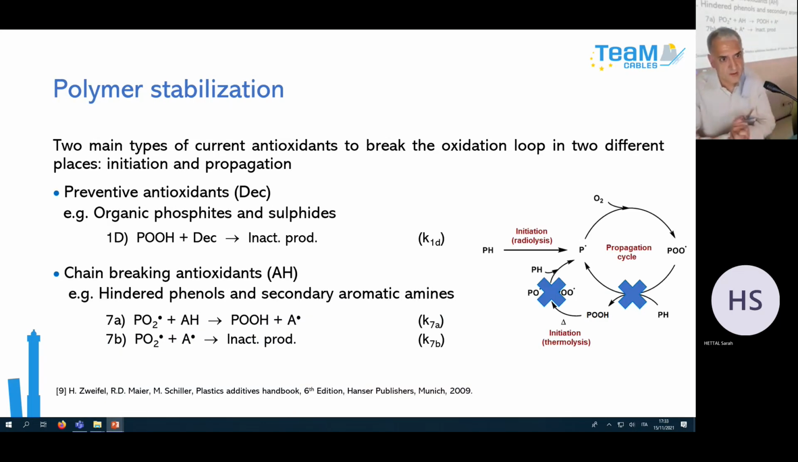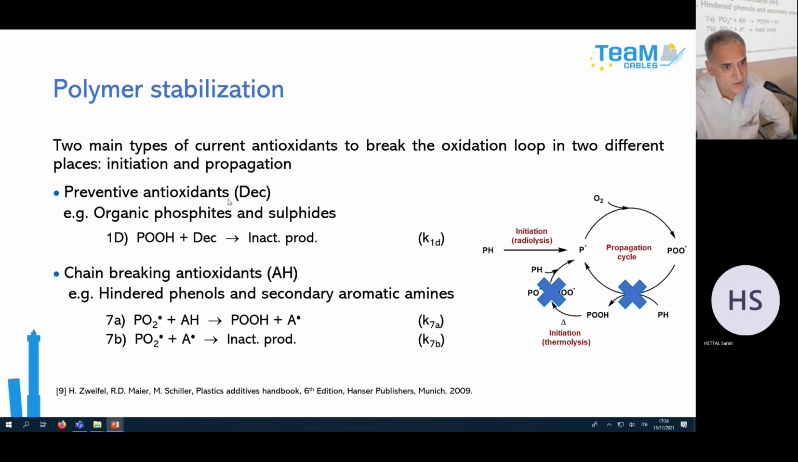We have understood the oxidation. I showed you that you have a closed loop mechanism in particular, as in the case of oxidation. So now it is possible to consider polymer stabilization. In the literature, antioxidants are used to stabilize polymers against oxidation, and there are two main types of antioxidant currently used in industry to break this oxidation loop, in fact in two different places.